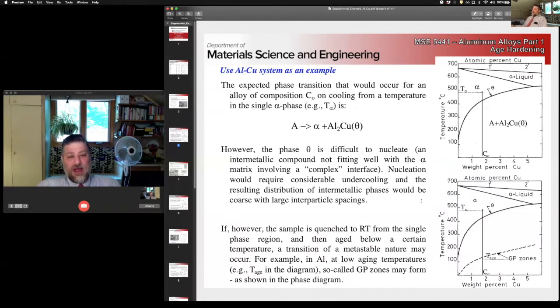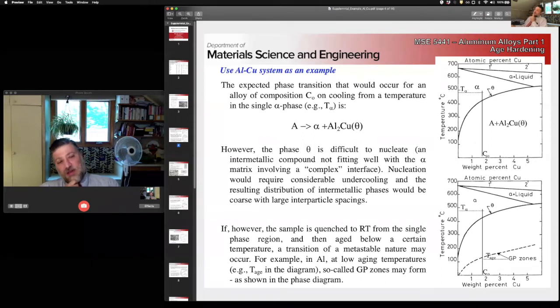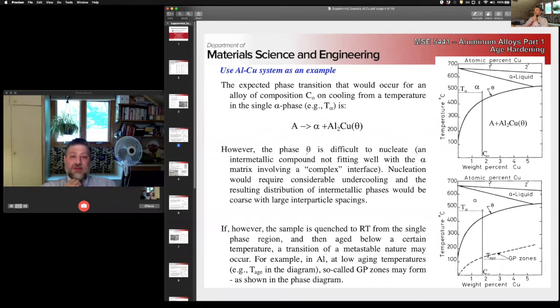Okay, so why am I showing you all this? Well, we're going to talk about this system a couple more times. First off, when it comes to a diffusional phase transformation, this is a nice archetypical system because this theta phase, the thermodynamic phase, which is Al2Cu, aluminum 2 copper, is very difficult to nucleate, right? It's an intermetallic compound that doesn't fit well with the aluminum alpha matrix, right? And so it's difficult to start this phase, and we'll talk about why that is in later classes.